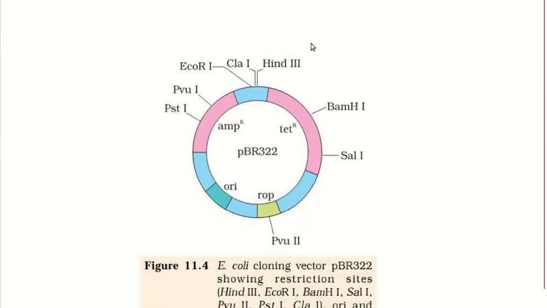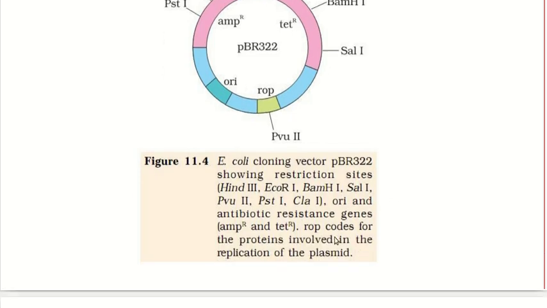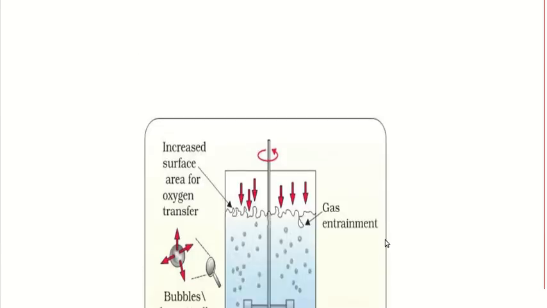This has been asked for 3 marks as a diagram: pBR322, the structure of the plasmid of Bolivar and Rodriguez. You have to show the various restriction sites found on it. So you have the ampicillin resistance gene site and tetracycline resistance gene site, the ORI site and the ROP site, and you have to write the different restriction sites on this pBR322. The ROP codes for the proteins involved in the replication of the plasmid. The ORI site is the origin site.